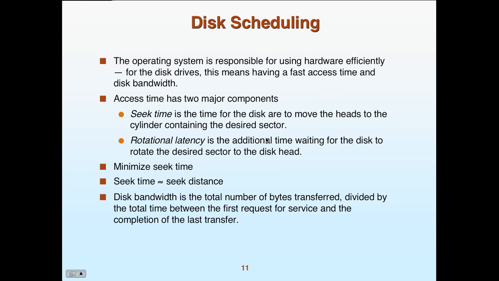Let's go back to the local area network. I'll get off the cloud for a second. The operating system is responsible for using the hardware efficiently for the disk drives themselves. This means having fast access time and bandwidth. So having great disk bandwidth and access time. Access time has two major components associated with it: seek time and rotational latency.